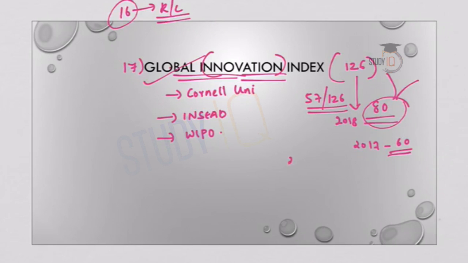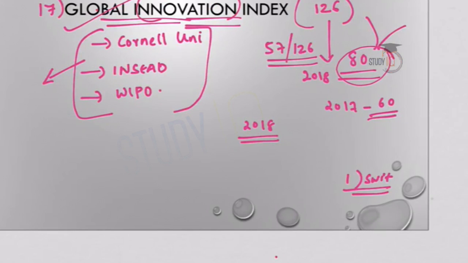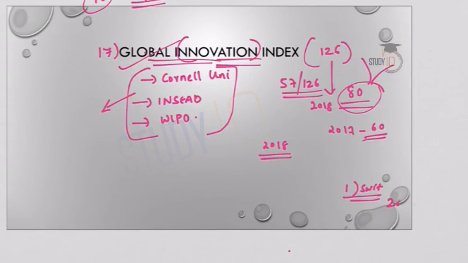And in the 2018 edition of the Global Innovation Index, the theme is energizing the world with innovation. So these institutions work for improving innovation in the world. And the topper in the list is Switzerland. And since 2011, Switzerland has been topping the index.